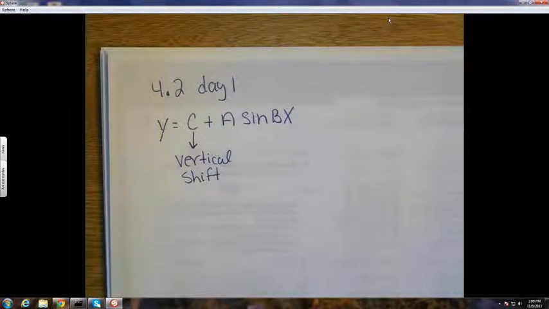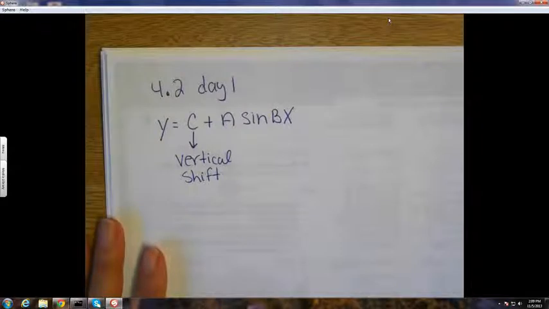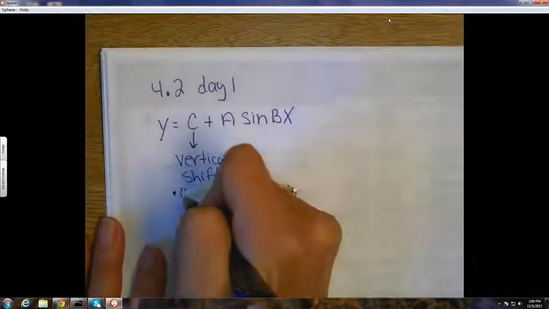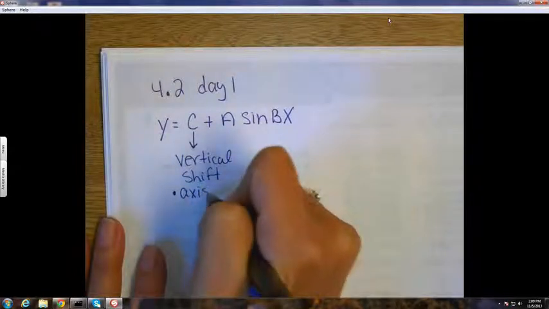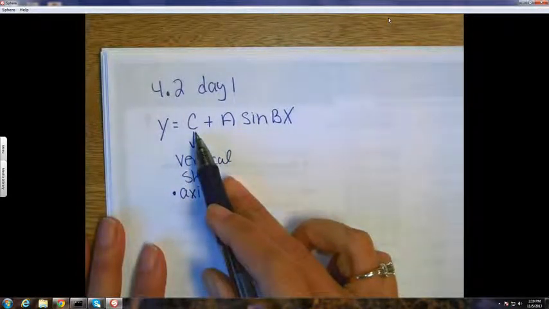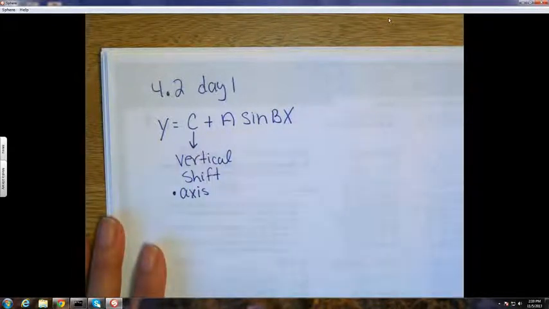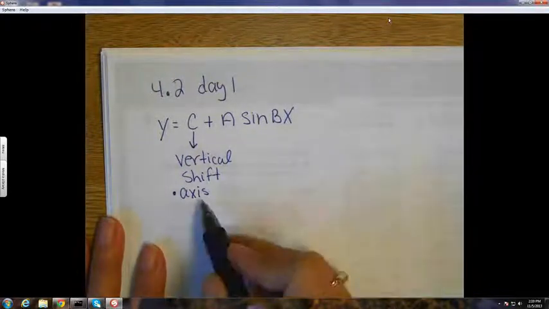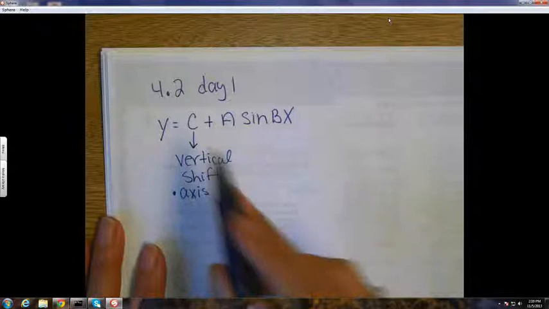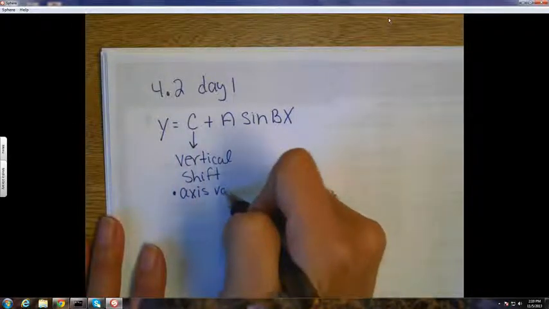It'll be good. Okay, so our vertical shift. Quiet. Focus. This C value is going to be all of your axis values now. What were all of our axis values up until today? When it hit an axis, where was the axis at? 0. The y value was 0. Now, the y value is going to be whatever the C is. So C will give you all of your axis values.